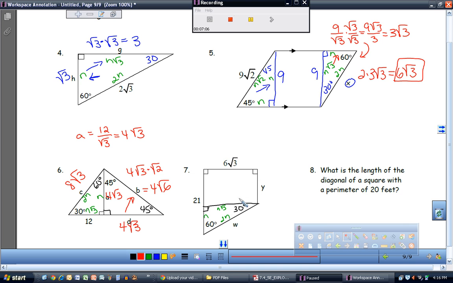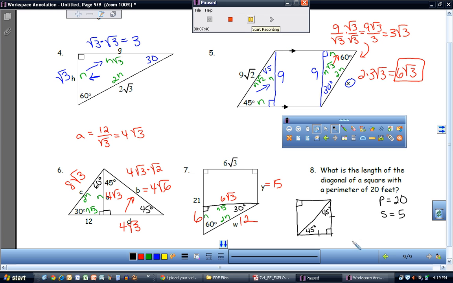In this diagram here, I have drawn a segment that's perpendicular to this side. I know this is 6 square root of 3. To go to home base, I'm going to divide by the square root of 3, so this is 6. The whole thing is 21 and this is 6, then y equals 15. And I know the hypotenuse is 2 times the short leg, so this is 12.